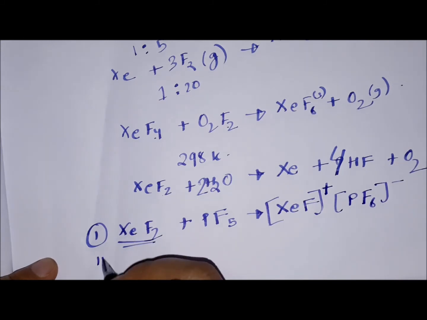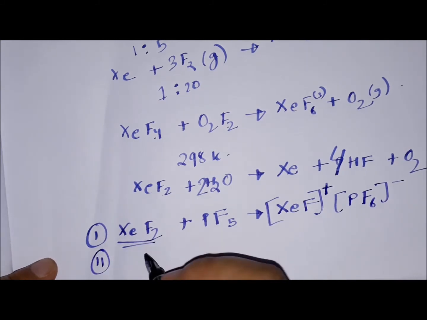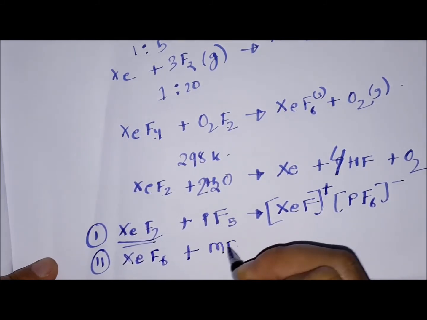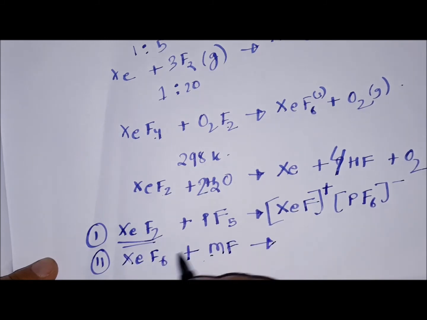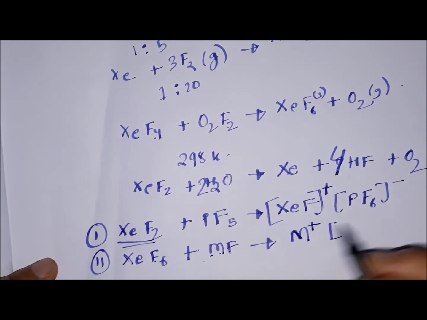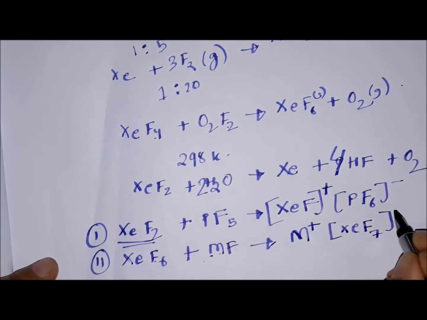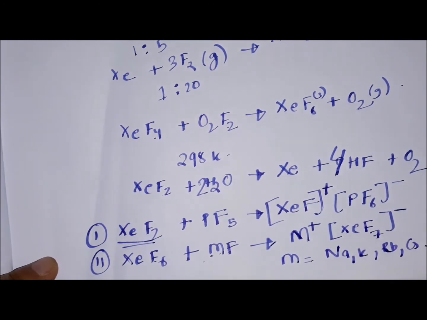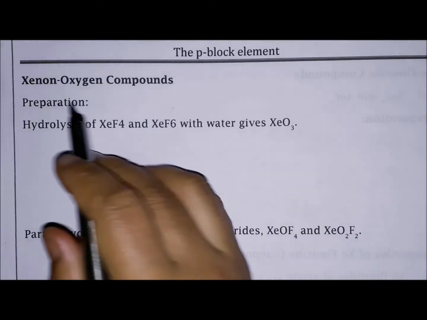And sometimes it acts as a fluorine acceptor. For example, xenon hexafluoride accepts fluorine from a metal halide. The metal loses an electron to fluorine, so it will now acquire a positive charge. Then xenon, which had 6 earlier, gains one more, so 7. After gaining, it will convert to a fluoro anion. This metal can be your sodium, potassium, rubidium or cesium, that means an alkali group metal.